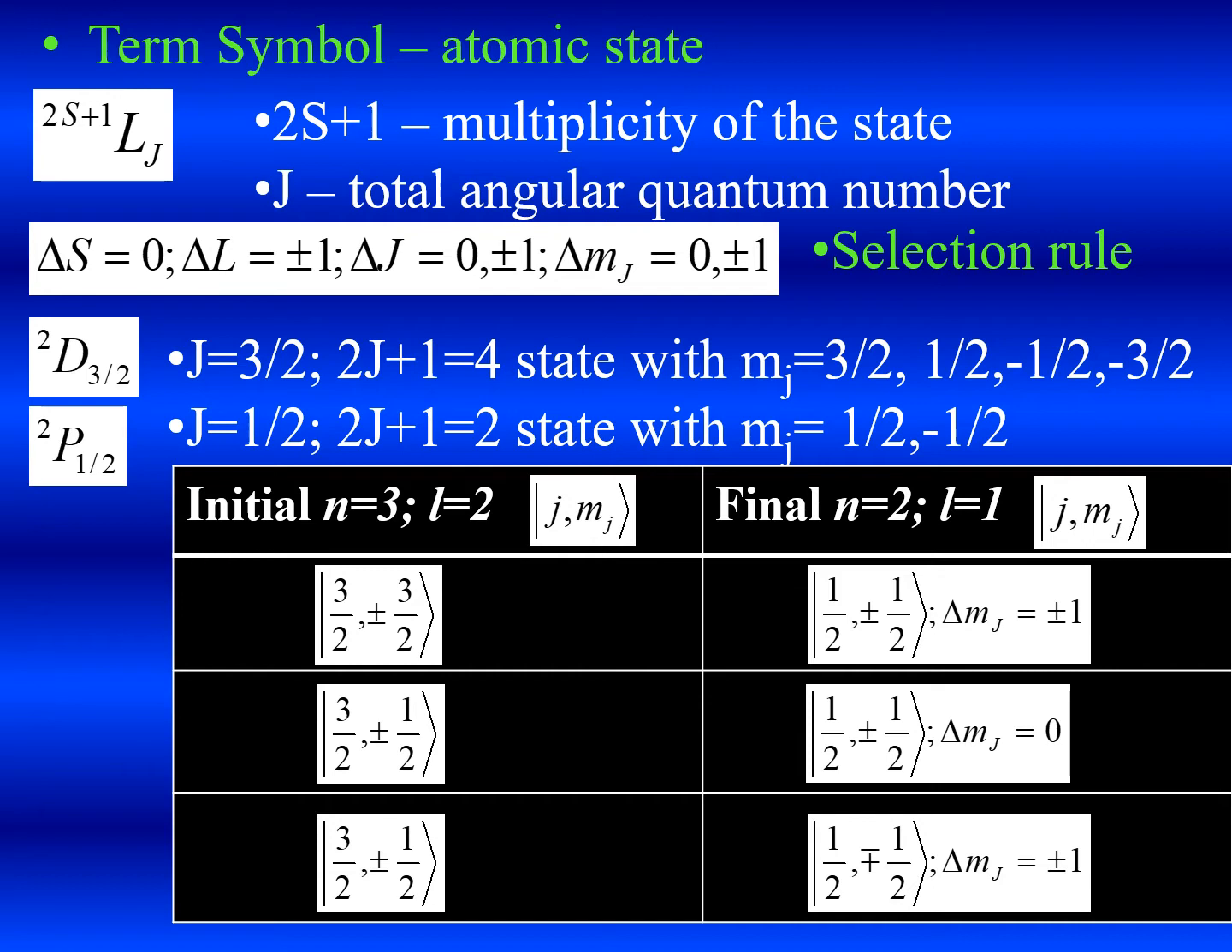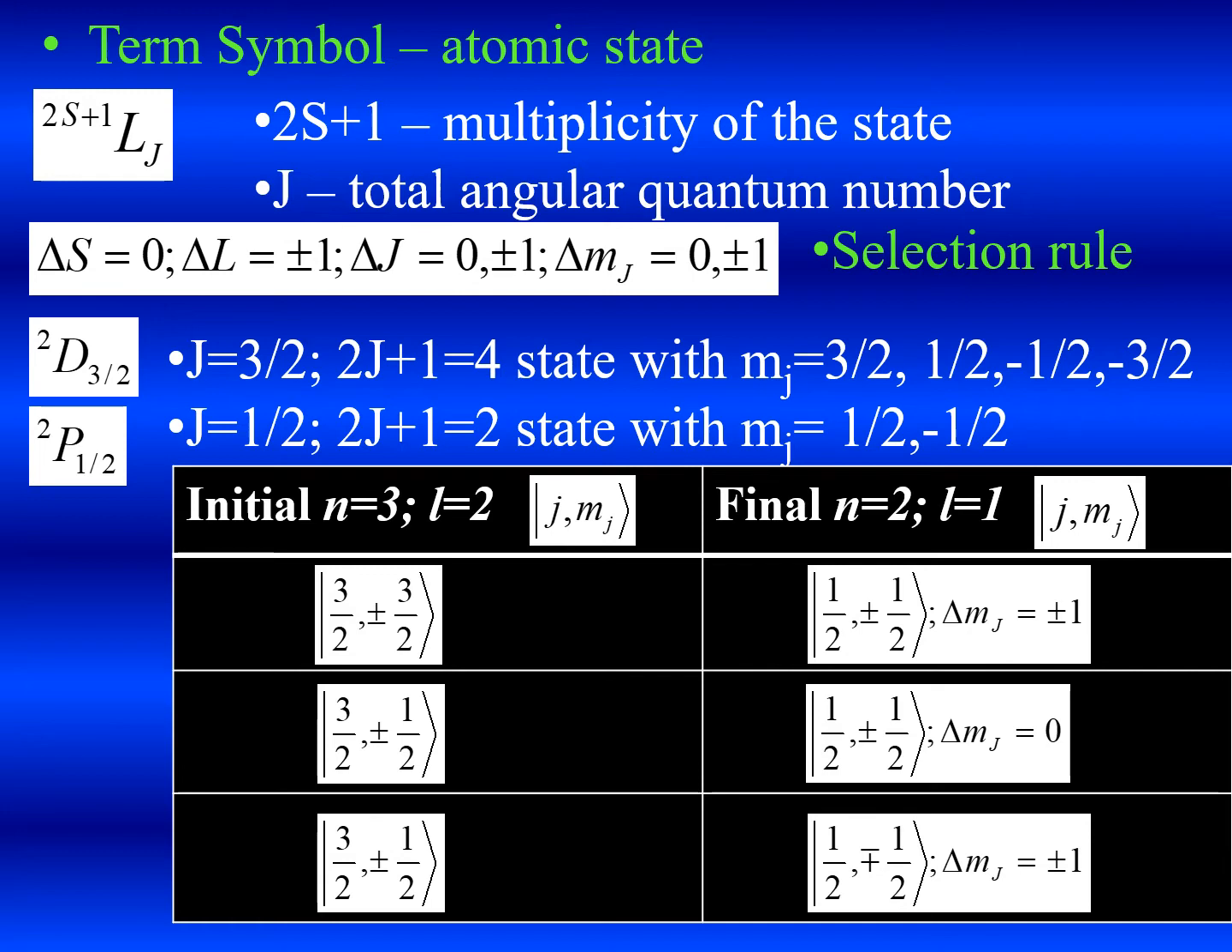So the given state is 2D 3/2. From the term symbol, J is equal to 3/2. The number of states it can split into is 2J plus 1, so it is 4. It is split into 4 if it is in the presence of a magnetic field, so Mj is equal to 3/2, 1/2, minus 1/2 and minus 3/2. Similarly for 2P 1/2, J is equal to 1/2, and the number of states it can split into is 2J plus 1, that is 2, with Mj equal to plus 1/2 and minus 1/2.